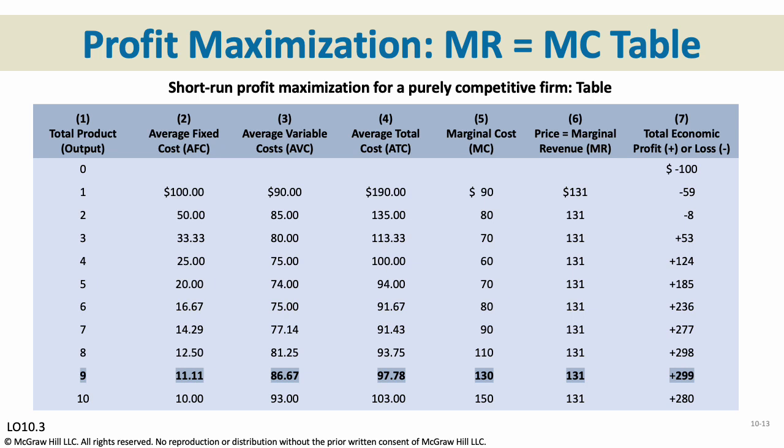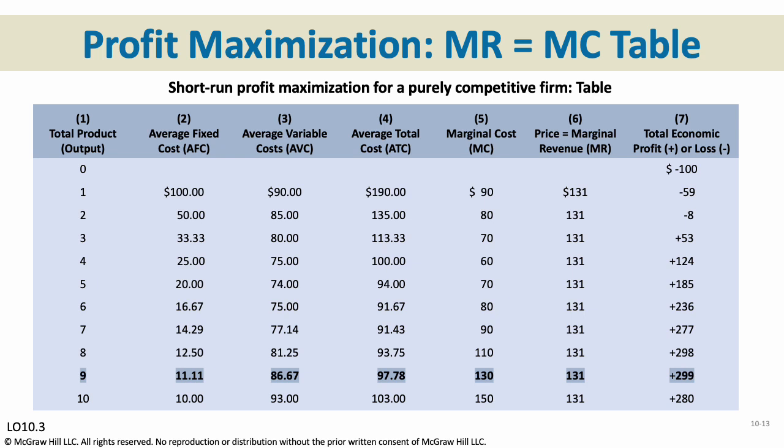So our fixed cost decreases the more we make of something. Variable costs, it all depends on how much we're making. So average total cost is just simply average fixed plus average variable. Marginal cost is the change. Marginal revenue is also the change. That's the change in cost and the change in revenue. And here is our total profit or loss here.